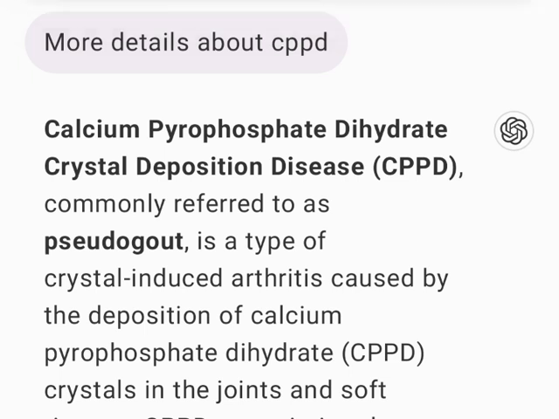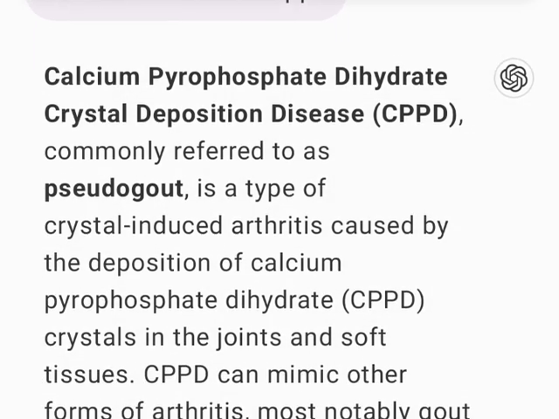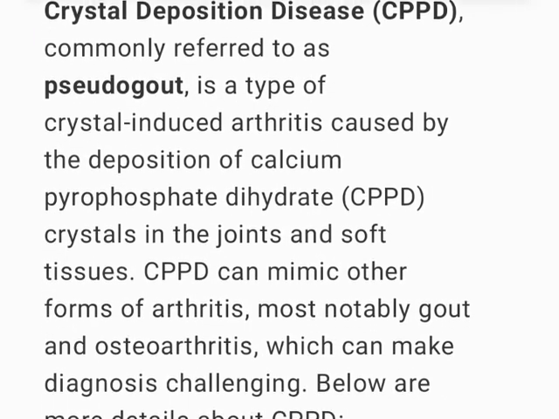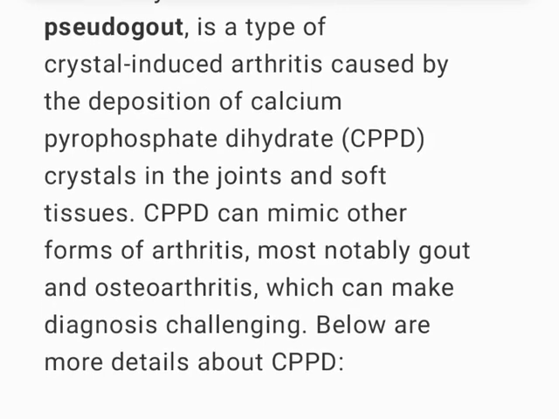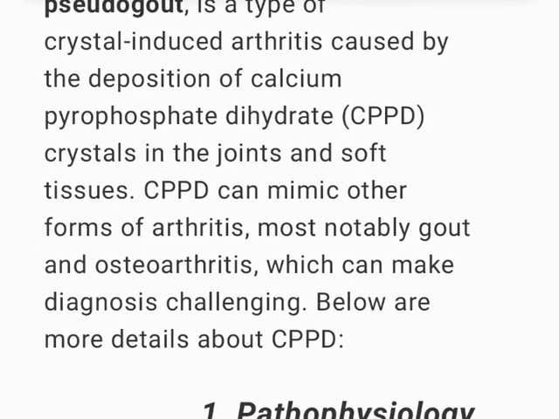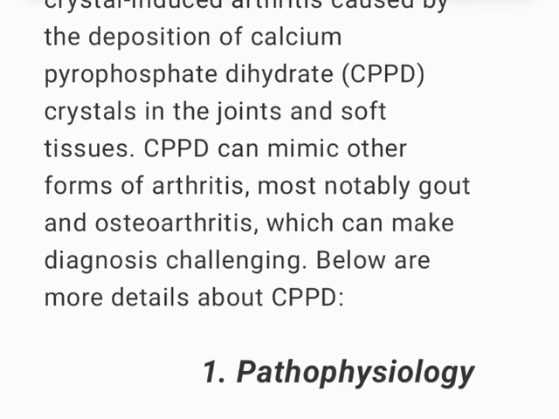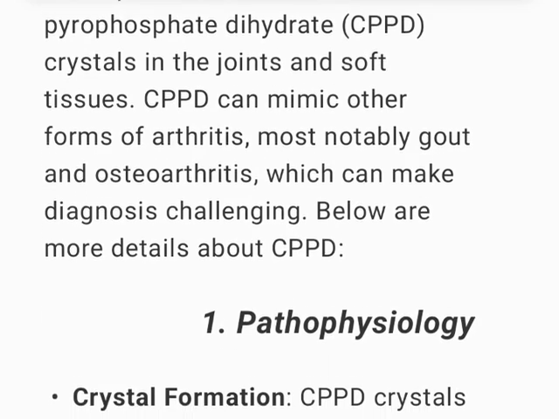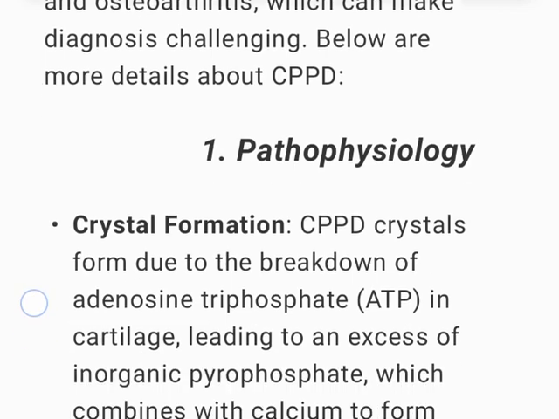Calcium pyrophosphate dihydrate crystal deposition disease, CPPD, commonly referred to as pseudogout, is a type of crystal-induced arthritis caused by the deposition of calcium pyrophosphate dihydrate, CPPD, crystals in the joints and soft tissues. CPPD can mimic other forms of arthritis, most notably gout and osteoarthritis, which can make diagnosis challenging. Below are more details about CPPD.